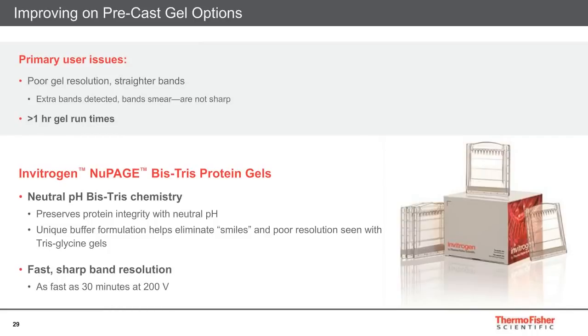The band quality and resolution of a bold Bis-Tris gel is significantly better compared to Bio-Rad TGX gel, which displays smiling and distortion of bands as pointed out by the red arrows in the right image.